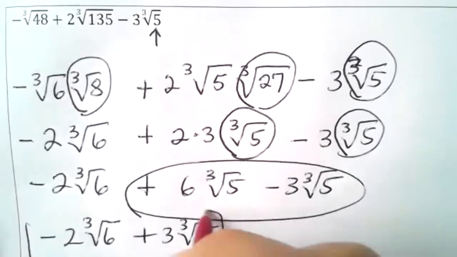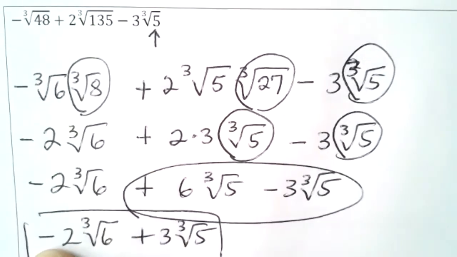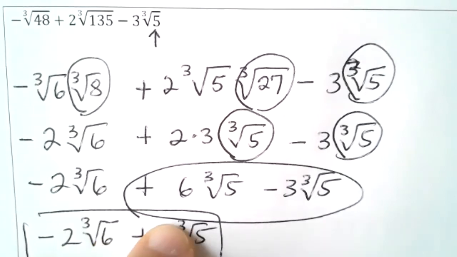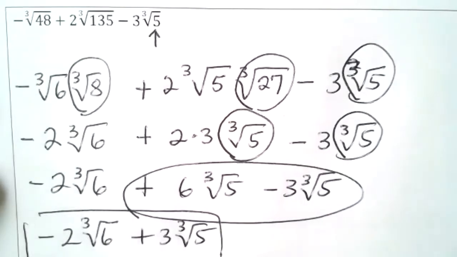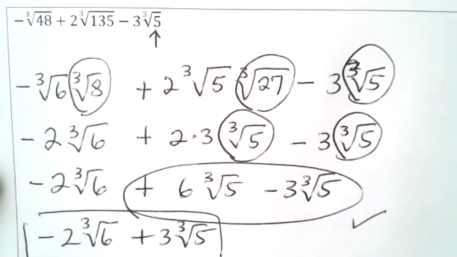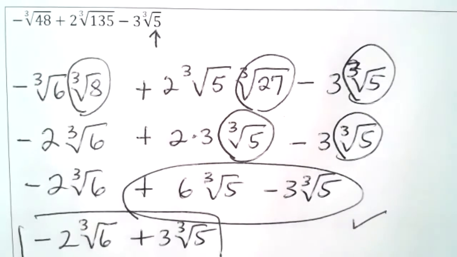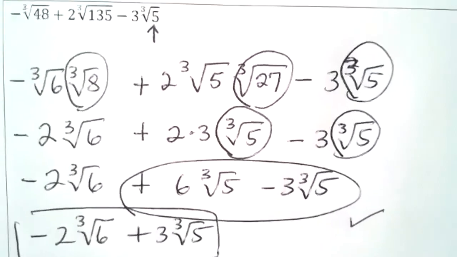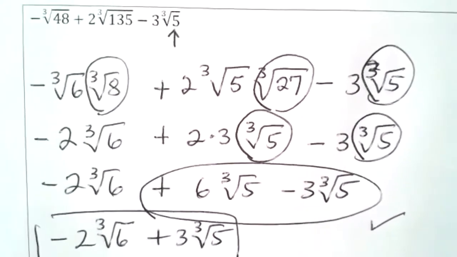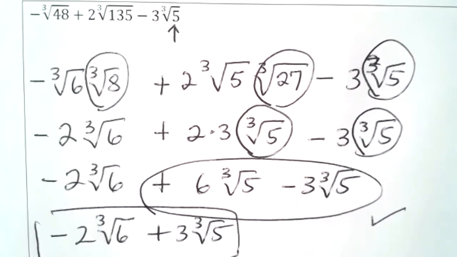All right, and so you've got this negative 2 cube root of 6 plus 3 cube root of 5, and then we're done. Check mark. All right, if there's any other questions as I'm going, just type them in the chat. I will definitely stop and answer them for you, and you can follow along and write down as we go.